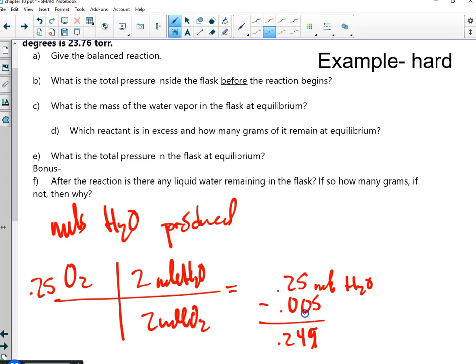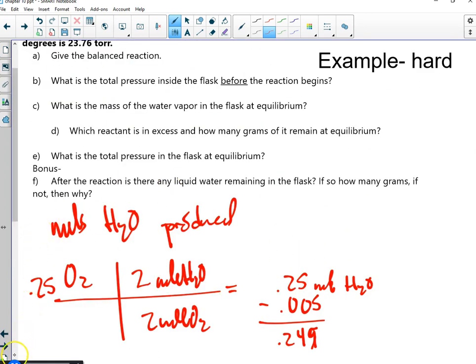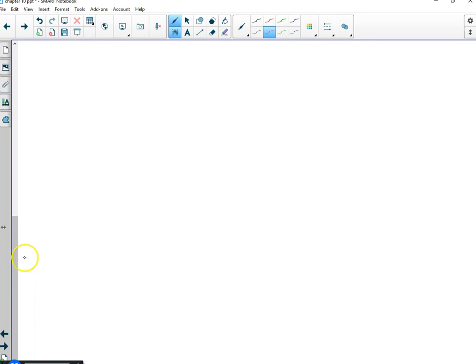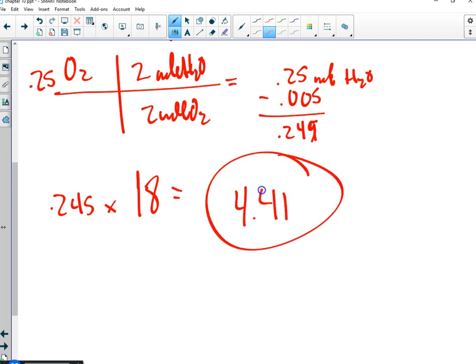Yeah, I made a mistake there. I know why I did that wrong, but it is that. All right. And so we take this. All right, 0.245. And we just need to multiply that by 18. And that number is 4.41 grams. Okay, we're going to guess it's there.